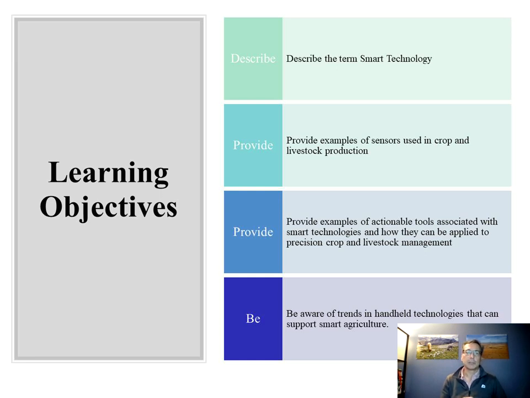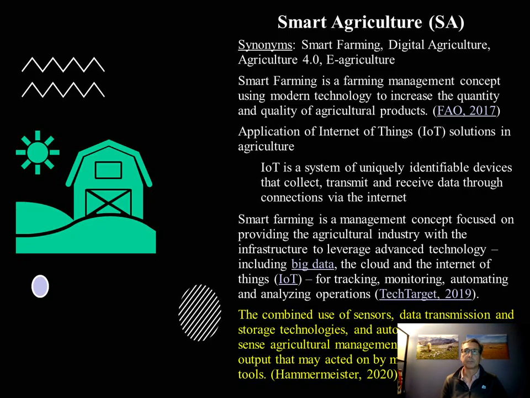And then provide examples of actionable tools associated with using smart technologies and how they can support precision crop and livestock management. And lastly, I'm hoping that you can be aware of the trends in the handheld technologies that can support smart agriculture. So let's first talk about what smart agriculture is.